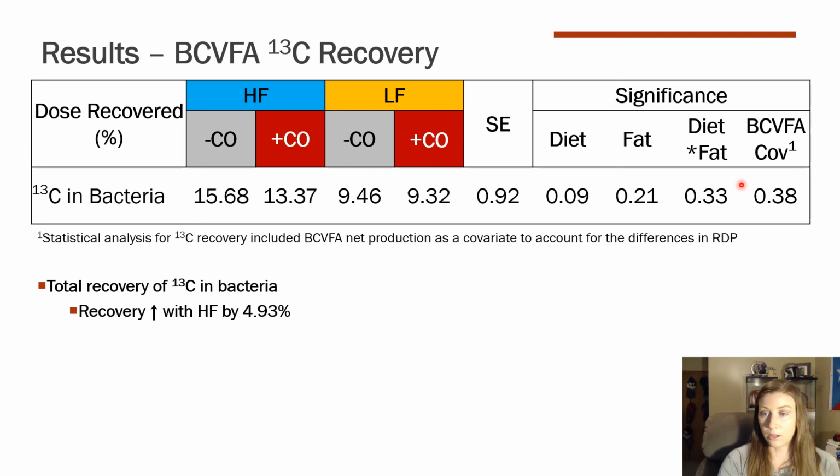However, even with that covariate in the model, we still had an increase in our total dose recovered with the high forage diet. So that increased our dose recovery by 4.93%, which does mean in the high forage diet, they were using more of our branched chain VFA dosed.